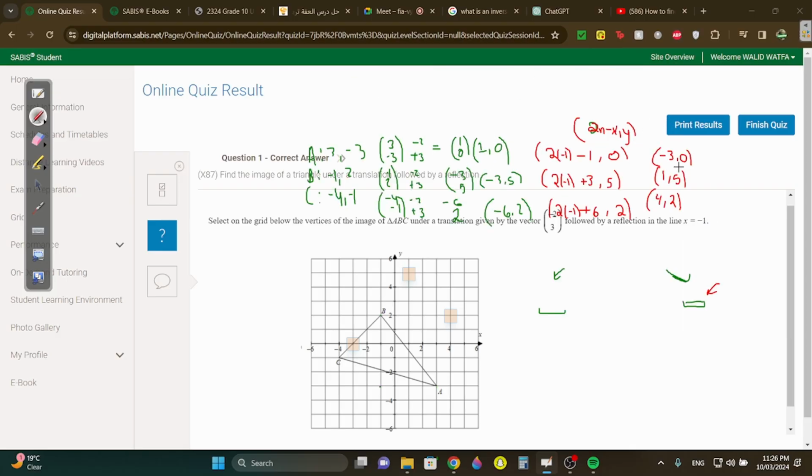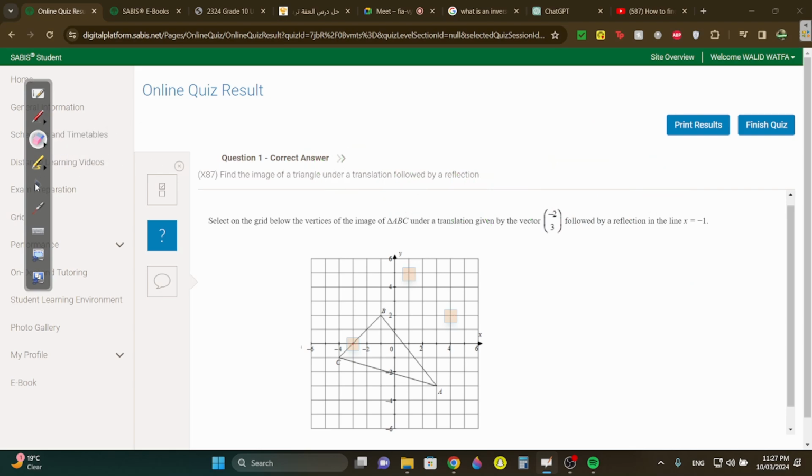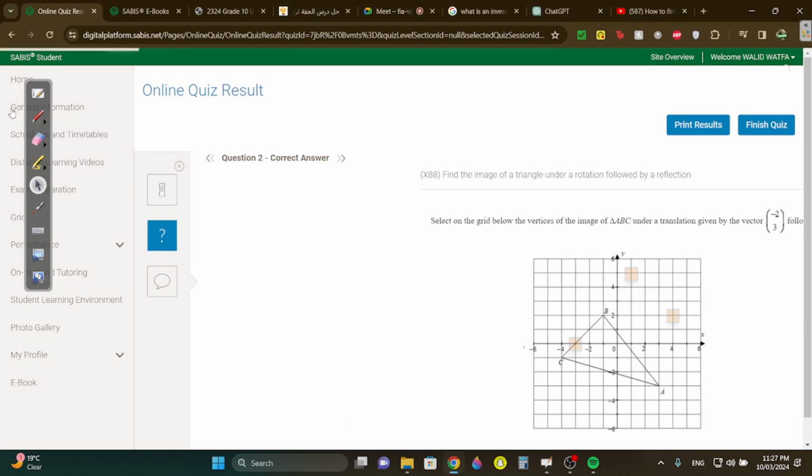Let's take them down. -3, 0. It's over here. 1, comma 5. It's over here. And then 4, comma 2, which is over here. That's how you solve. Very simple if you actually have the formulas memorized.